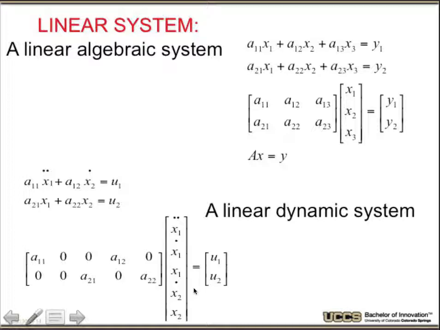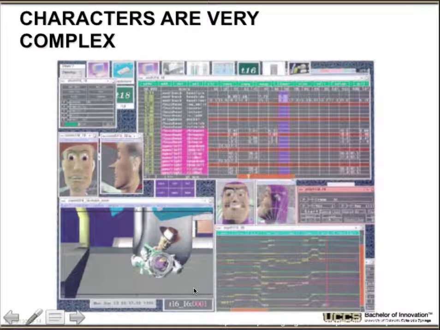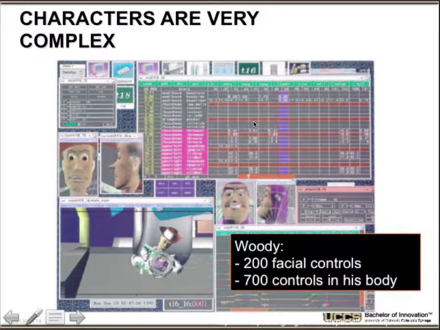Now, for the ball, it was pretty simple. When we get to complicated characters, these kinds of motion equations can become pretty sophisticated. Complex characters like Woody have 200 facial control variables and 700 overall controls in his body. As computers generate these things, they have to be able to control these physics systems that make them interact as they move and relate all these variables.